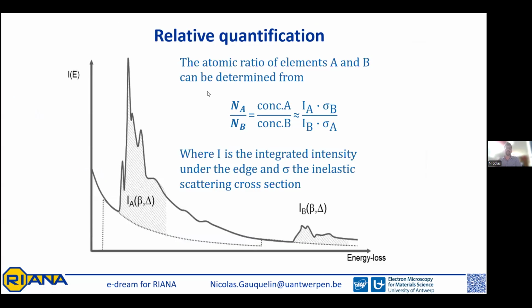So for relative quantification, what we usually do is look at the atomic ratio of element A and B, and we determine it. I is the integrated intensity under the edge, and sigma is the inelastic scattering cross-section, which is tabulated for each element, but depends a lot on the conditions of your experiment and on your instrument.